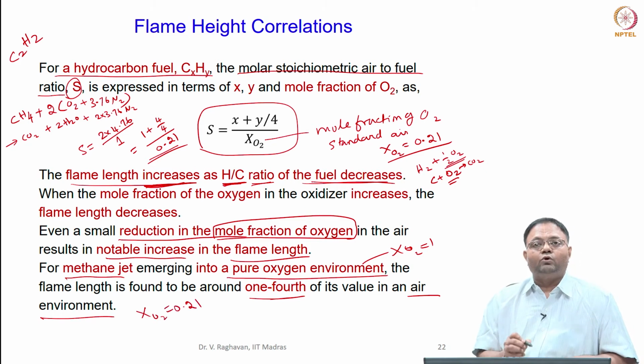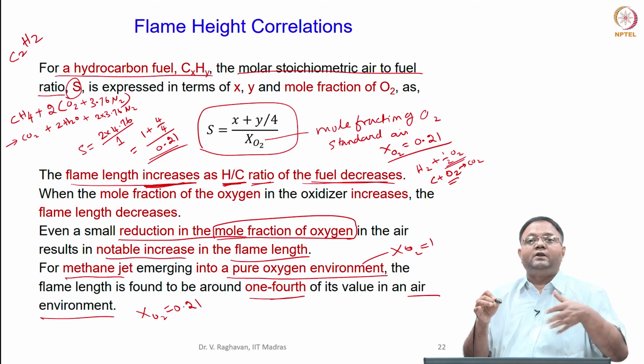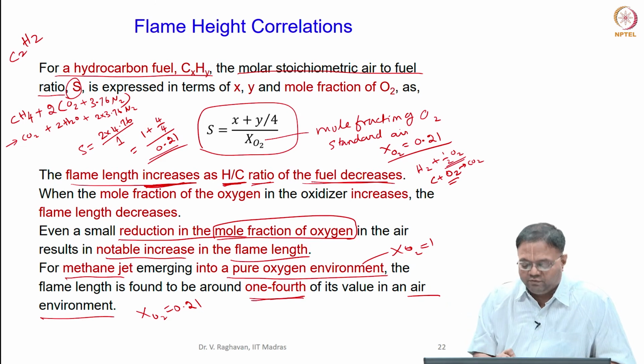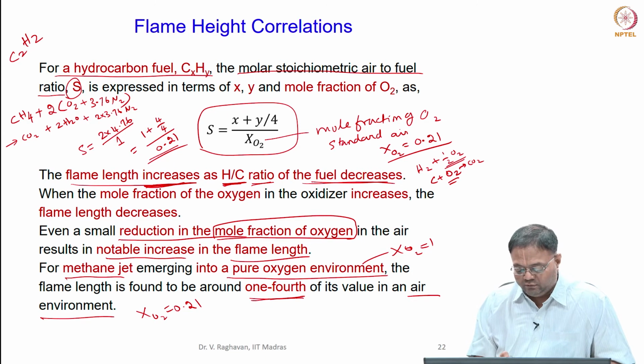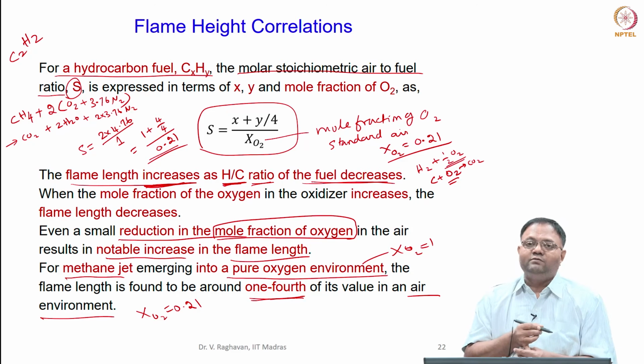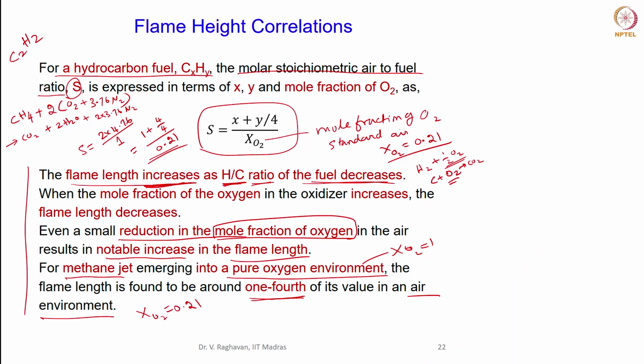When I use XO2 equal to 0.21, that is standard air, I get a flame length, say LF1, for a given flow rate QF1. Keeping the same QF1, but going to a pure oxygen environment, the reactivity increases very much for the same flow rate, and you can see that the flame length reduces to 1/4 of the value, that is LF1 by 4. So these are something we should understand.